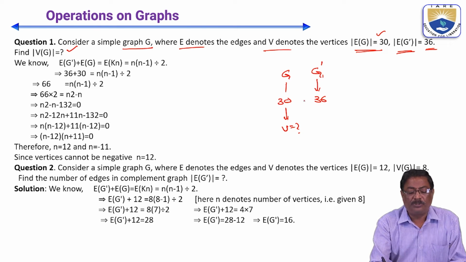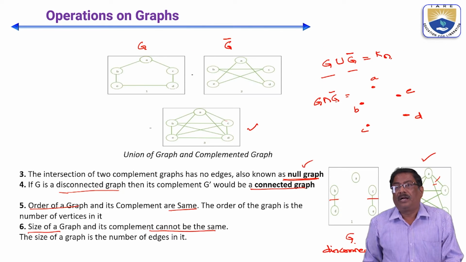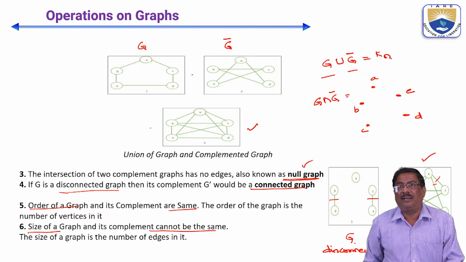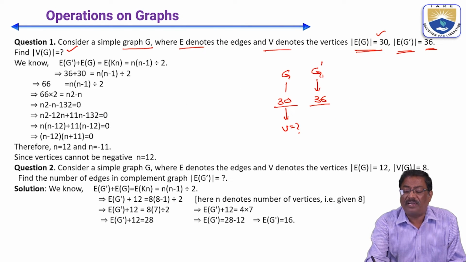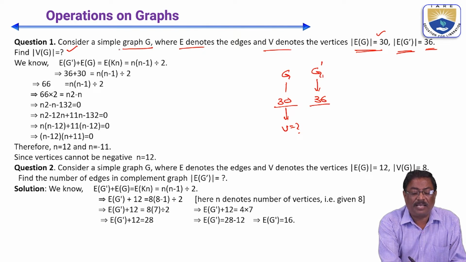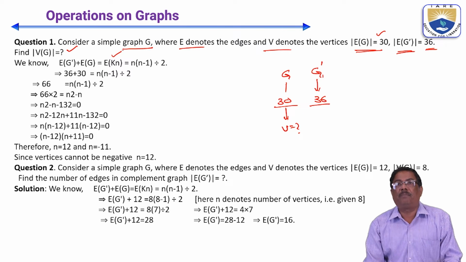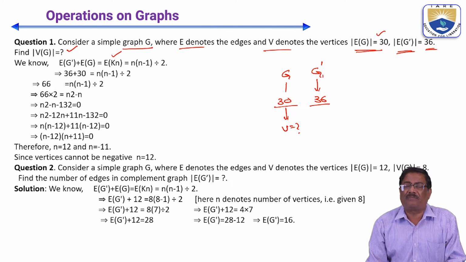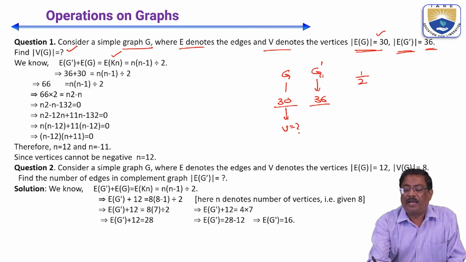Now if I consider the edges of this graph and this graph, the union of the two graphs is nothing but a complete graph. Here we discussed that the union of the graph and its complement is a complete graph. So based on that, we are going to consider the number of edges, 30 and 36, which is a complete graph with n vertices. How many edges are there in a complete graph with n vertices? That is 1 by 2 n into n minus 1.